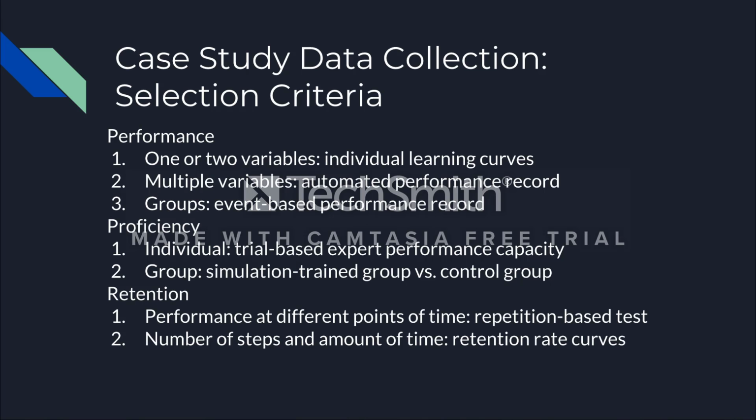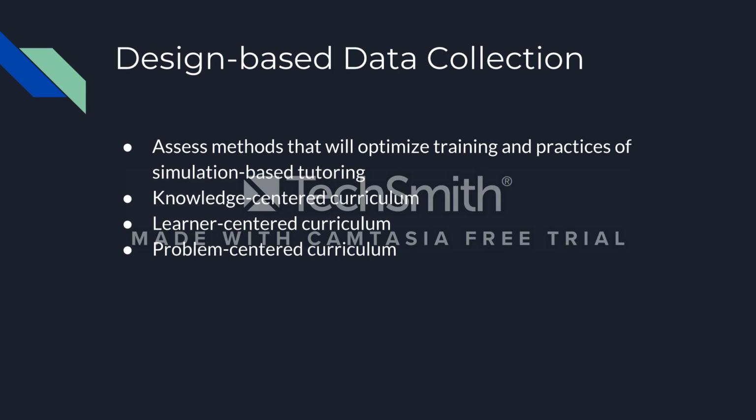If we're looking at a group's proficiency level, we can use simulation trained group versus control group. Under retention, if we want to look at performance at different points of time, we would use the repetition-based tests. And if we're looking at multiple numbers of steps and the amount of time that it takes to keep knowledge or to retrieve knowledge, then we can look at retention rate curves.